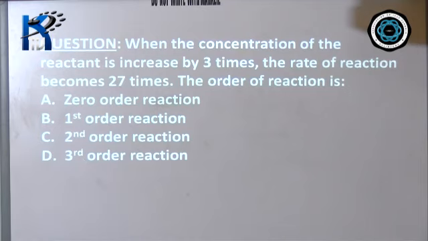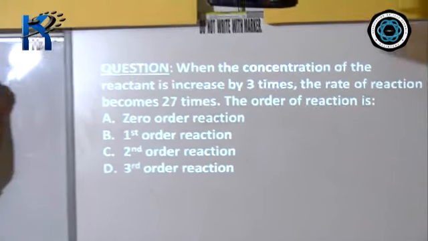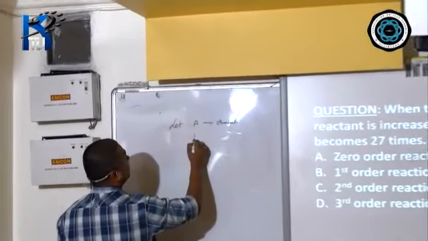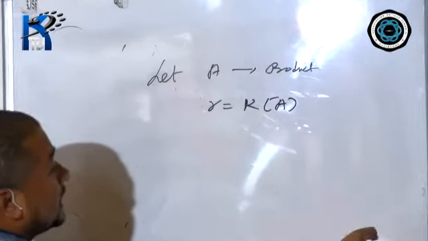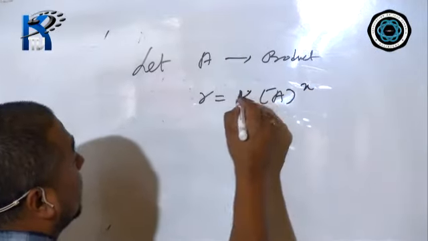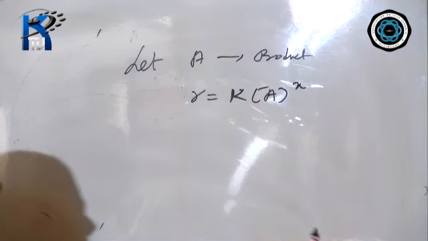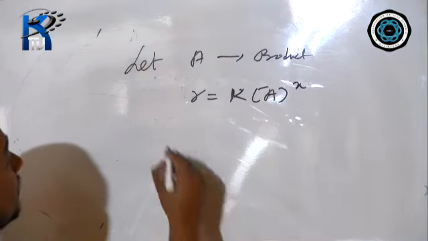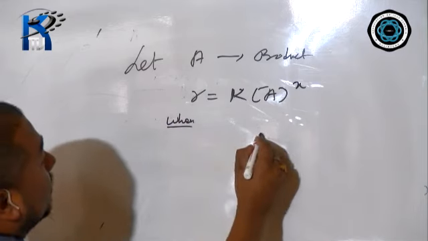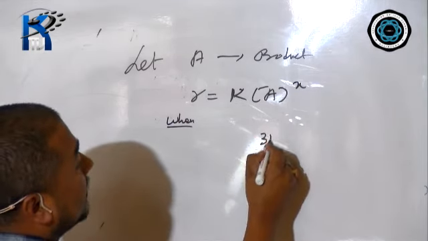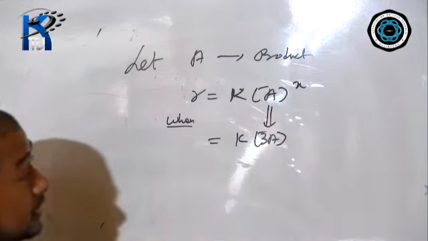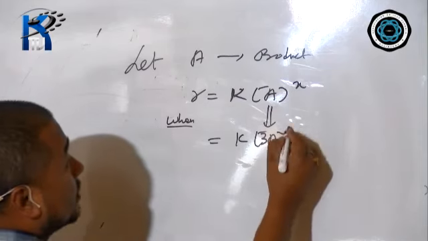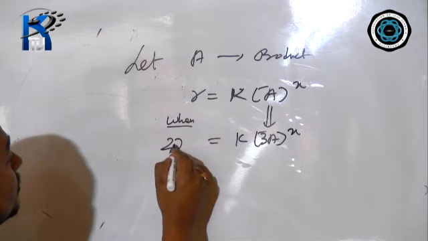But in order to do the rough work of this, you can manage this way. Let us consider this reaction where A gives you product, and the rate law will be R equals K concentration of A to the power X. The question is asking you to find the order, so let the order for the time being be X, because you don't know. It may be 0, first, second or third. Now what the question is saying, concentration of the reactant is increased by 3 times. A became 3A because the question is saying increased by 3 times. So power will be X. Rate becomes 27 times.